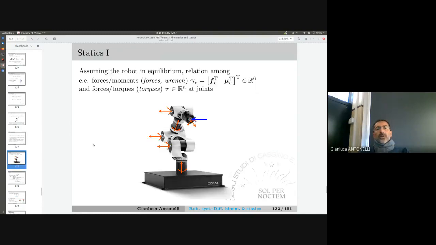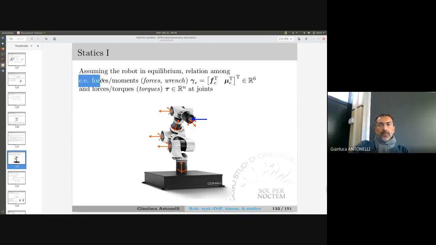So what are we going to do today? We are going to try to understand the relationship between the end effector forces and moments, which in this drawing are denoted with the blue arrow, and the joint forces and torques. Let me just stay here a few seconds on the terminology.